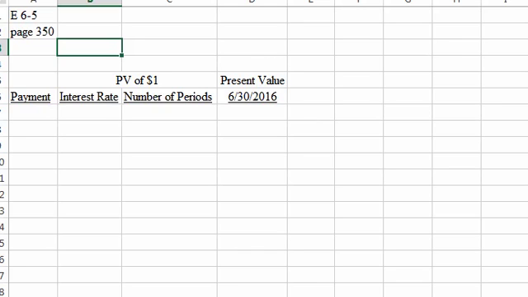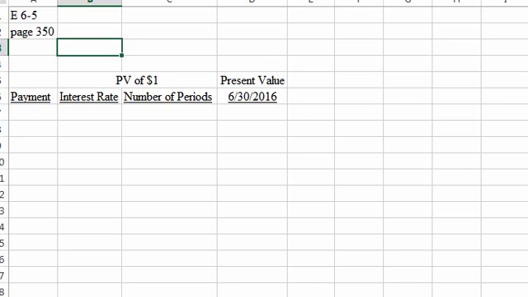Okay, you guys, we're now going to take a look at exercise 6-5 on page 350. And here's where we get into some more of a practical application of calculating present value. Let's read through it first.